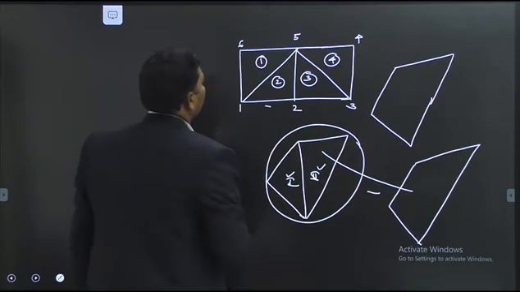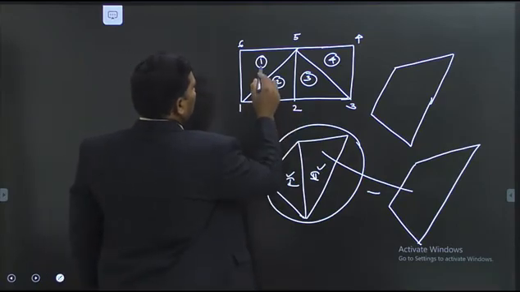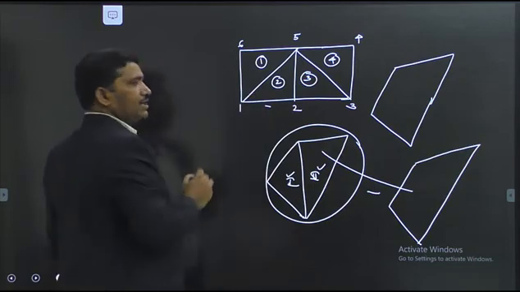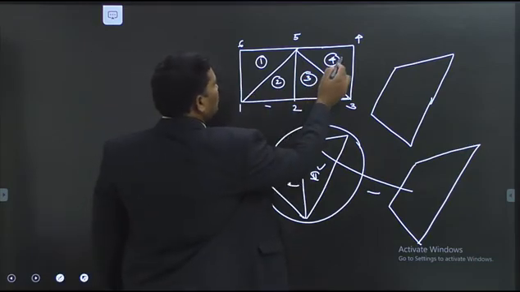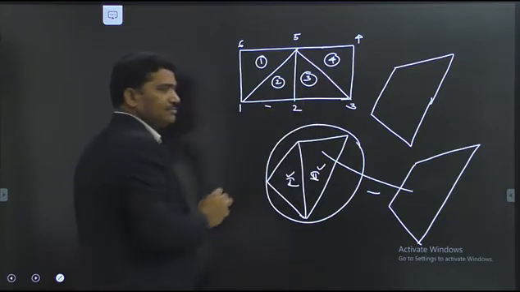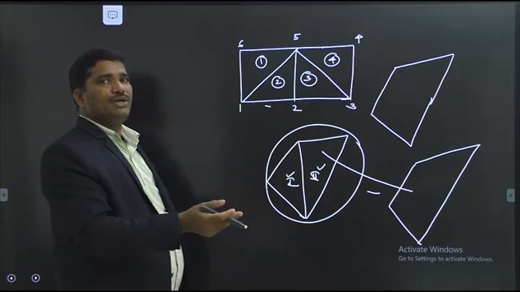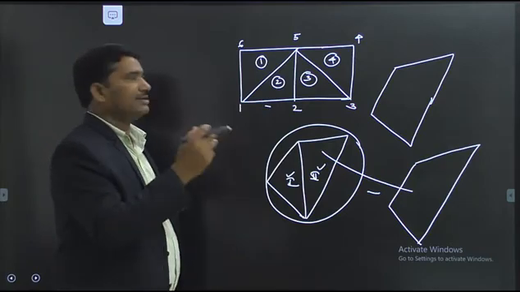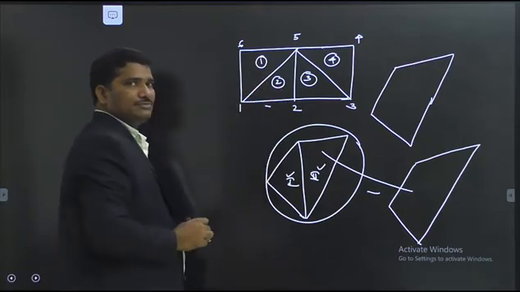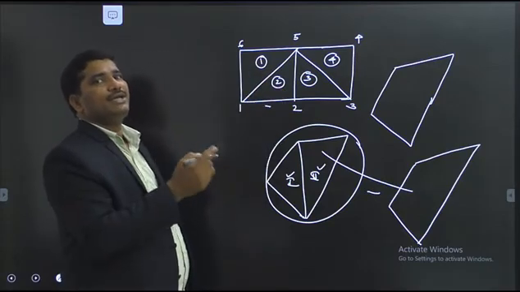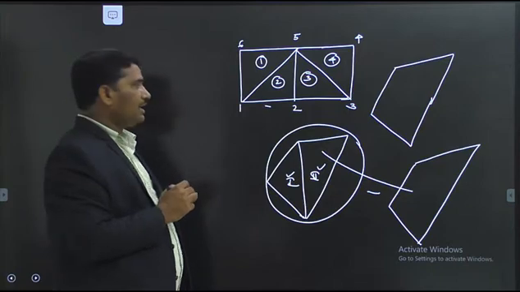Now here, how many elements are there? 4 elements are there. See here, these 2 elements can you combine? Yes, you can combine these 2 triangles. The resulting one will be a quadrilateral. And these 2 can you combine? Yes, you can combine. Then the resulting will be a quadrilateral. Okay?